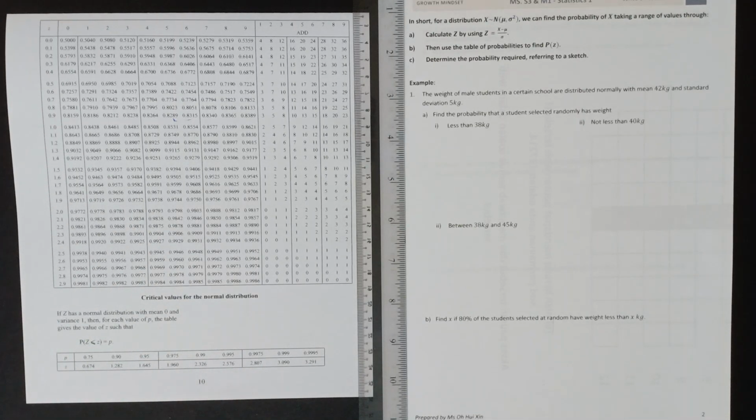Okay, so let's move on to the example. Example 1: the weights of male students in a certain school are distributed normally with mean 42 kg and a standard deviation of 5 kg. You need to find the probability that a student selected randomly has weight less than 38 kg, and so on. For number 1, part A is the question that I want to show you.